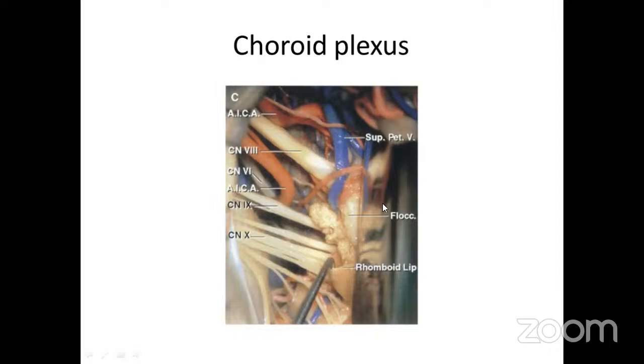Glossopharyngeal neuralgia is one condition where identifying the glossopharyngeal nerve matters. When people have glossopharyngeal neuralgia, it is hard to identify the glossopharyngeal nerve. One way is to identify the choroid plexus and then look for the glossopharyngeal nerve.